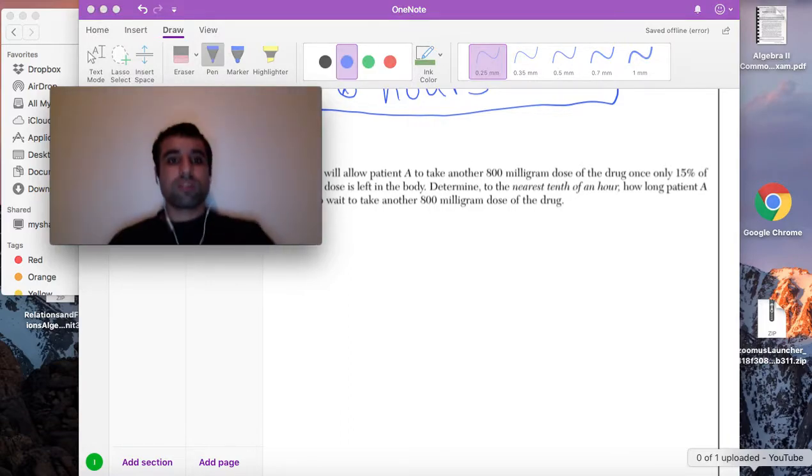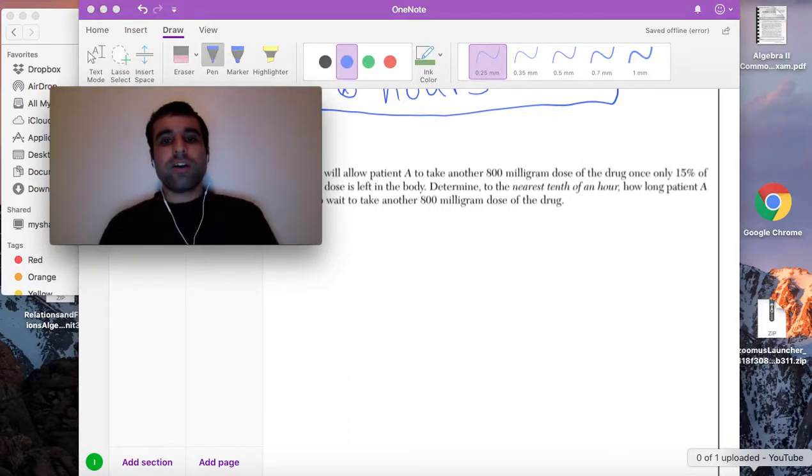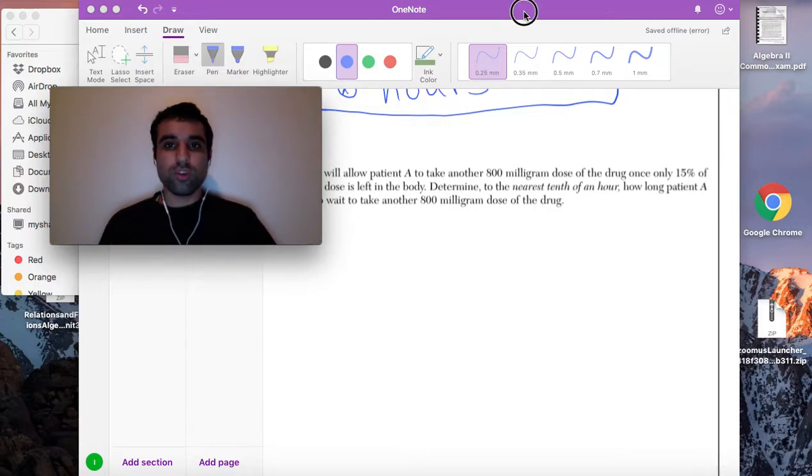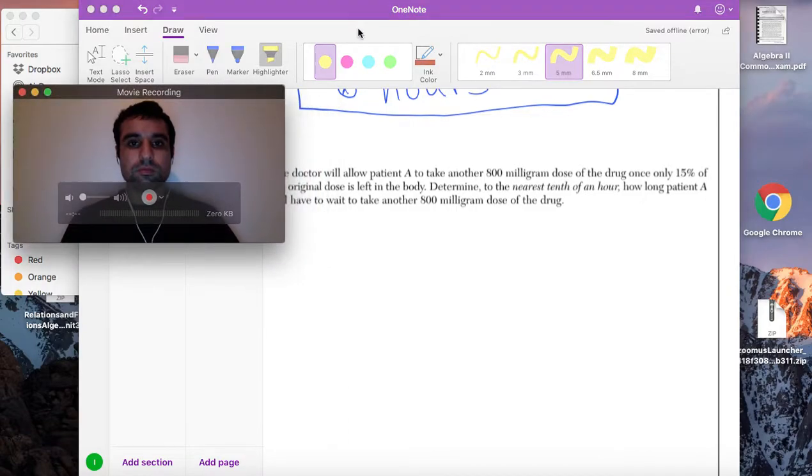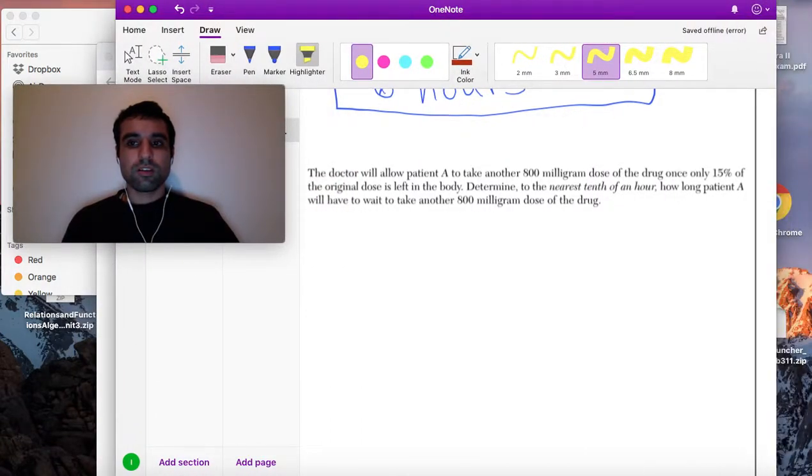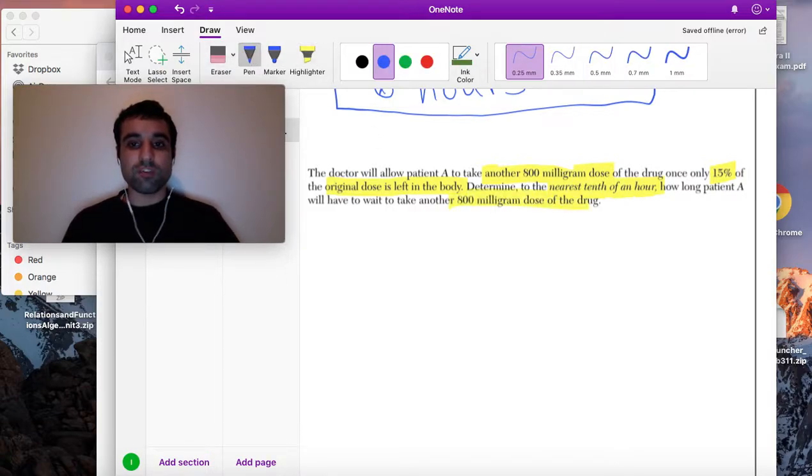I've been slouching. The doctor will allow patient A to take another 800 milligram dose of the drug once only 15% of the original dose is left in the body. Then he'll take another 800 milligram dose. Determine to the nearest tenth of an hour, t, that's 1 decimal place, how long patient A will have to wait to take another 800 milligram dose of the drug. We know that's going to happen once there's 15% left, right?